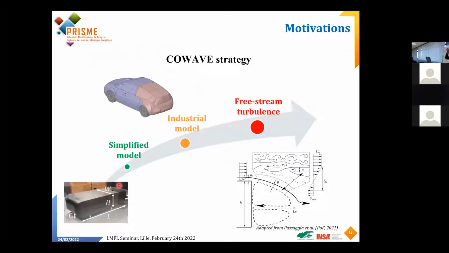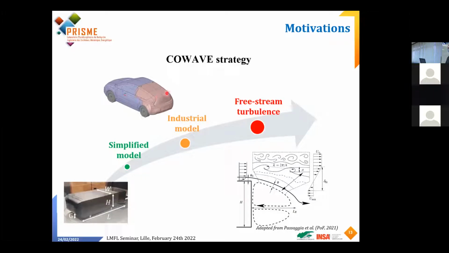Okay, so we have the problem, we have the way we will address the problem. And now it is the strategy on which we will rely to get to some kind of new insights. So the strategy of the CoWave project has been to start with a very simplistic model of a road vehicle. This has been used for years and years, which is the Hammett body. Then we move to what I will call an industrial model. So it's a small model, but the shape of the model is much more realistic compared to this one.